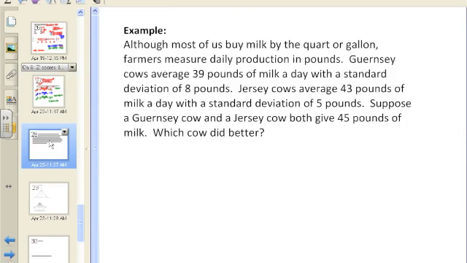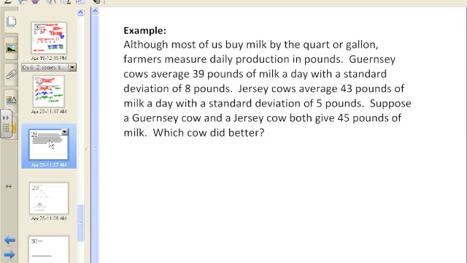All right, let's check out an example of something you might be asked to do with a z-score. Story says, although most of us buy milk by the quart or the gallon, farmers measure daily production in pounds. I had no idea. Guernsey cows average 39 pounds of milk a day with a standard deviation of 8 pounds. Jersey cows average 43 pounds of milk a day with a standard deviation of 5 pounds. Suppose a Guernsey cow and a Jersey cow both give 45 pounds of milk.